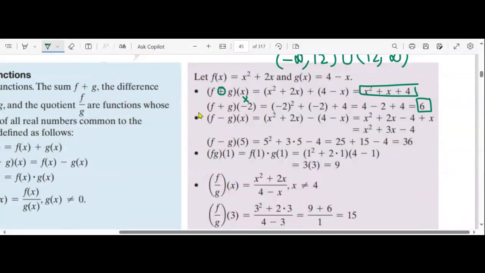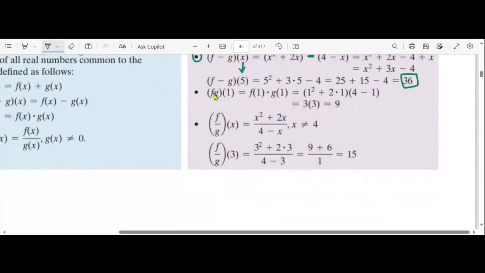Good. Next step, we're going to do what? Subtraction. So you subtract f minus g, or take g out from f. So you have to put negative here. You see that? And then you combine like terms. After you combine like terms, you replace x by what? By 5. What's your final answer? 36.